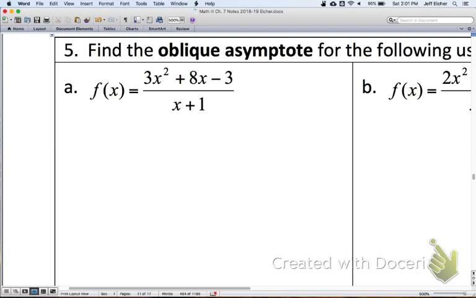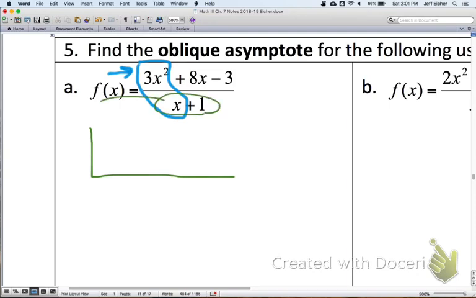So about oblique asymptotes. As the directions say, find the oblique asymptote for the following using synthetic division. We can only use synthetic division when we're dividing by a binomial, a degree 1 binomial. So notice first the numerator has a bigger degree than the denominator, so it's not a horizontal but an oblique asymptote. So to calculate an oblique asymptote, we set up our synthetic division. The denominator, the number is the opposite, so not positive 1 but negative 1. And we're going to put a 3, an 8, and a negative 3, our coefficients, at the top.